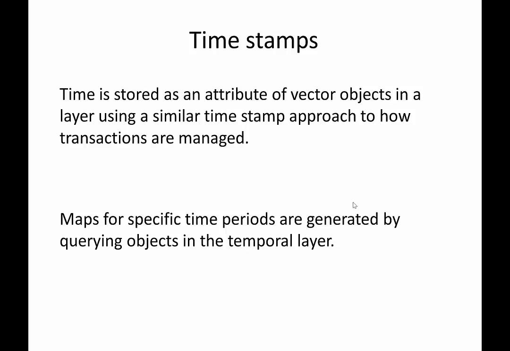Timestamps provide us another model. In this case, the time is stored as an attribute of vector objects in a layer. So this is a model that's only really applicable to vector data, not to raster data. And that's very simple. That's just a time field in a table. And then we can record when events occur, with a single timestamp, or the duration, the start and stop, the beginning and end of various events. And then you can produce maps for particular time periods by simply querying the field in the layer.